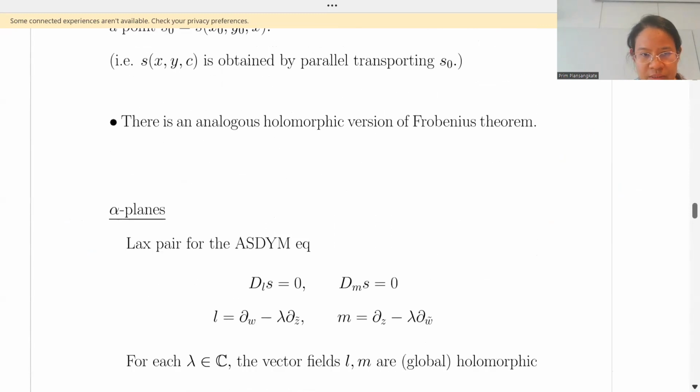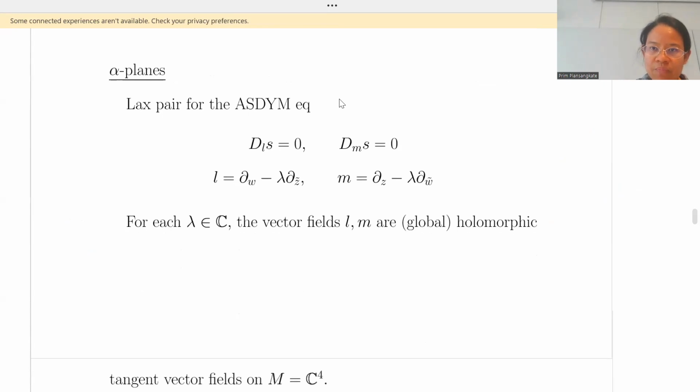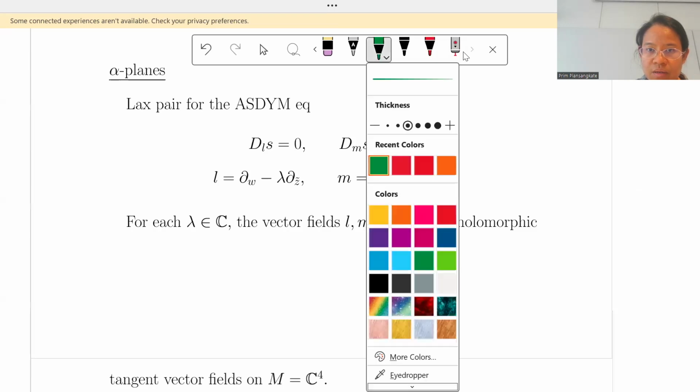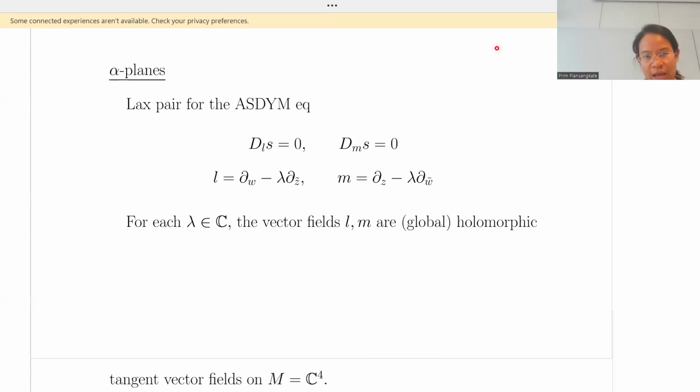Let me just use it. Okay, but for the lax pair, we have two, and then with these two vector fields. Now it can be shown that these two vector fields will span the tangent vector of two planes, back to the complex one in C4. And these two planes are called alpha planes.